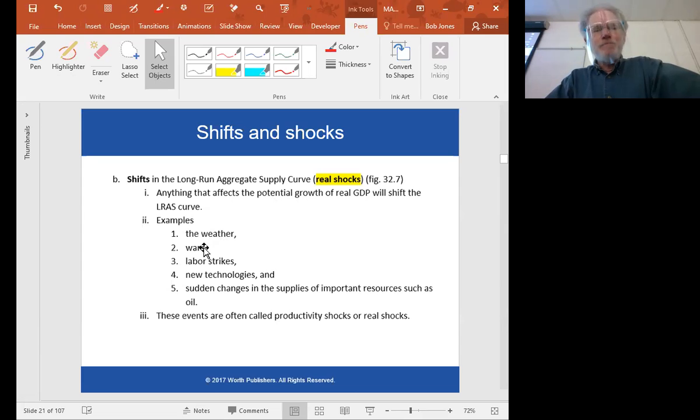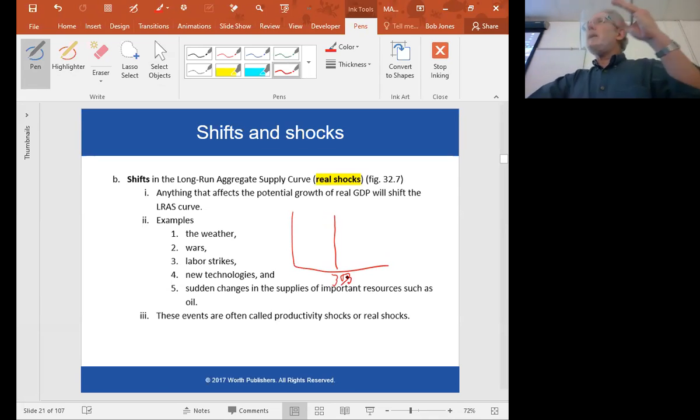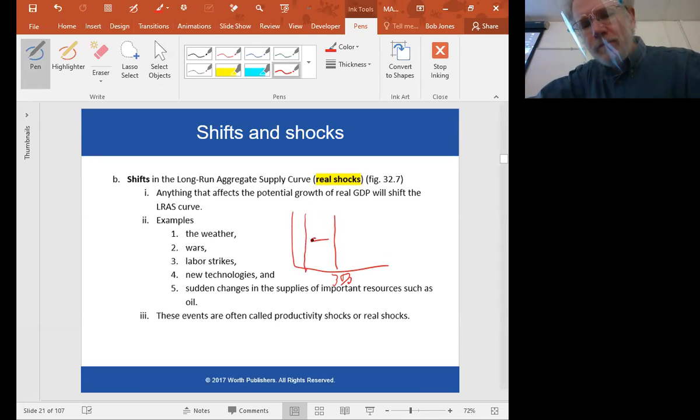If we have unusually good weather, or unusually bad weather, we have 3 hurricanes, that's going to have an effect on how much output we're able to produce. That will tend to reduce the growth rate. And so if the long run aggregate supply curve had been here, let's say 3%, and we have a year where we have unusually bad weather, we're not going to get as much output. The growth rate of output is going to be lower. So maybe it shifts over here to 1%.